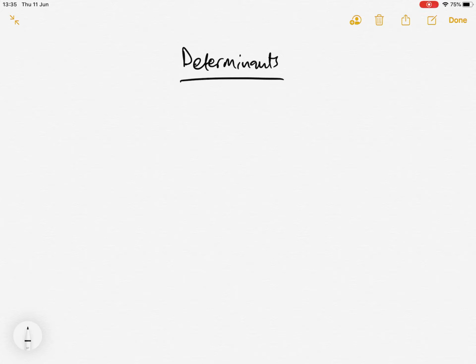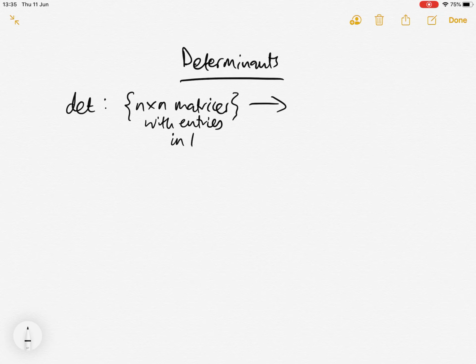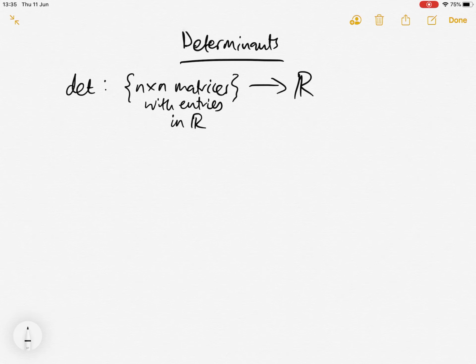We now move on to determinants of matrices. The determinant is a number, a scalar, that is associated to every square matrix M. One way to think about it is that it's really a function. The determinant is a function from the set of n by n matrices to the field. So if they're matrices with entries in R, then it's a function to the real numbers.